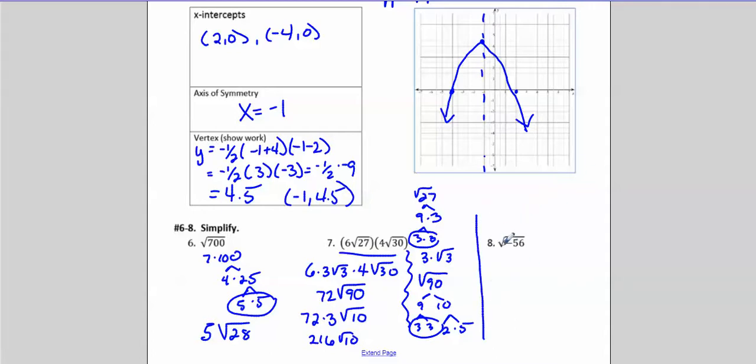All right, in number 8, we have a negative under the radical. So we know that's going to give us an i. So we're going to take the negative out, and it's going to be i root 56. Now we want to break the 56 up. So it could be 28 times 2. 28 could be 14 times 2, and 14 could be 7 times 2. So I have 7 times 2 times 2 times 2. So these two can come out, and I would have 2i square root 14.